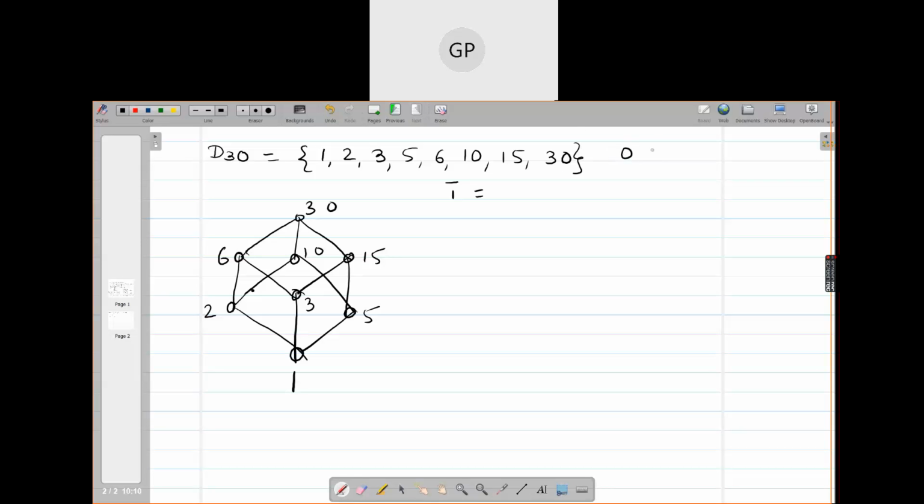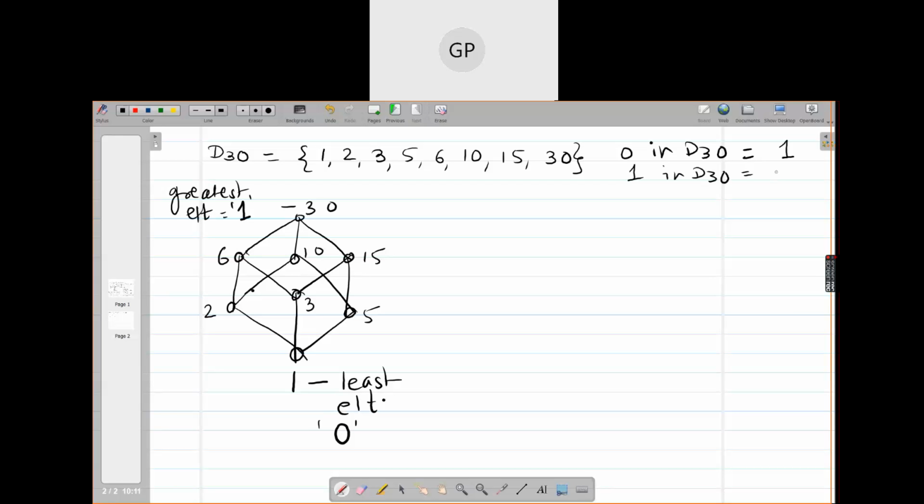Okay, what is 0 in D30? What is the 0 element in D30? D30 का 0 element क्या है? 0 element means the least element. 1 is the 0 element. And this is the greatest element. 30 is the greatest element, which is denoted by 1. So 0 in D30 is 1 and 1 in D30 is equal to 30. All of you understand this?